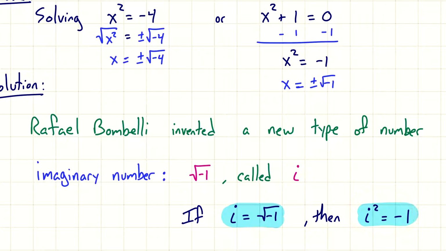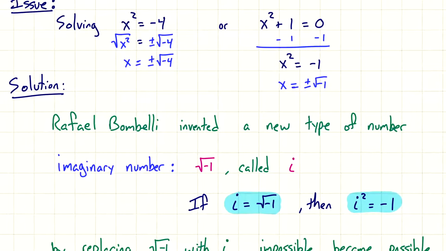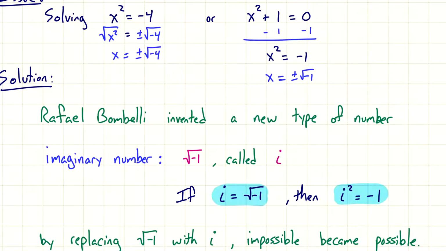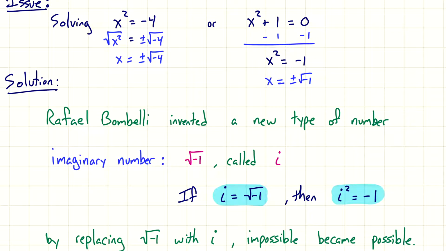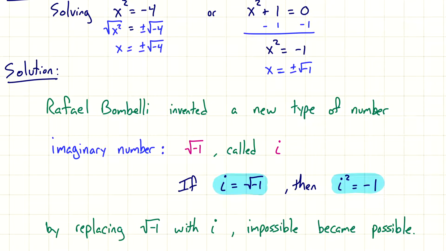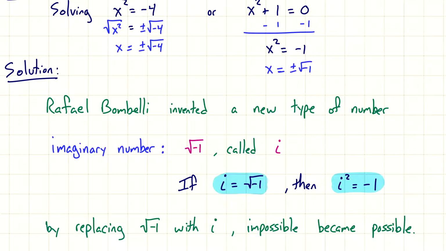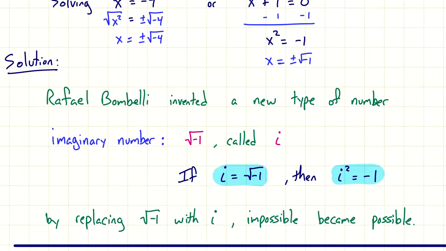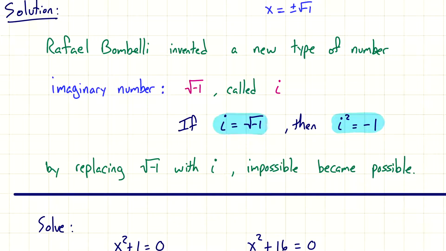So this is the beginning of a new type of number that we're going to be working with today. This is the beginning. This is not even it, but this is part of it. So first thing is imaginary numbers. By replacing the square root of -1 with i, the impossible became possible for us. So we're going to use that to help us solve some problems.